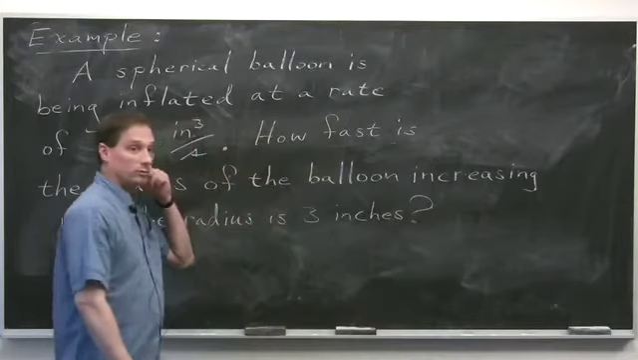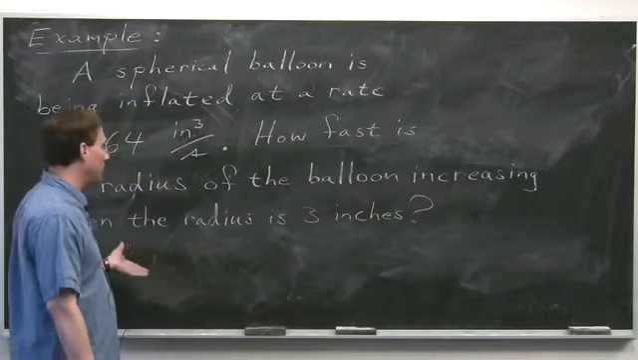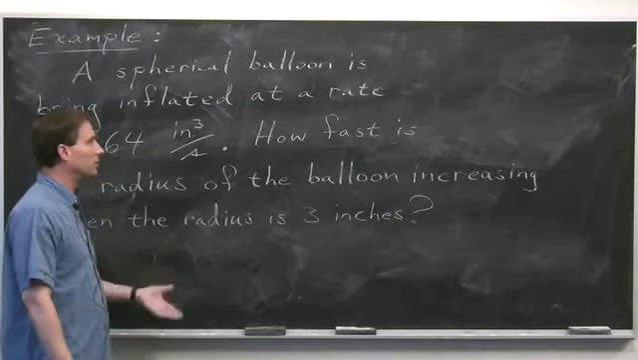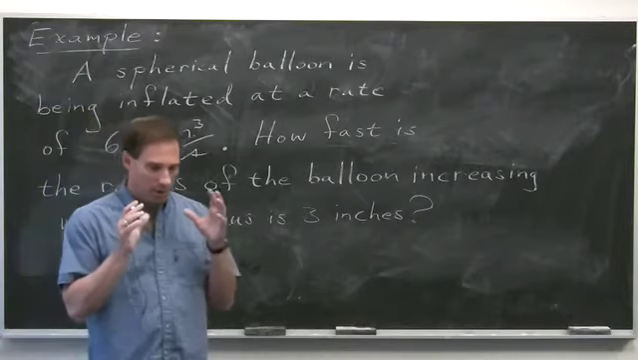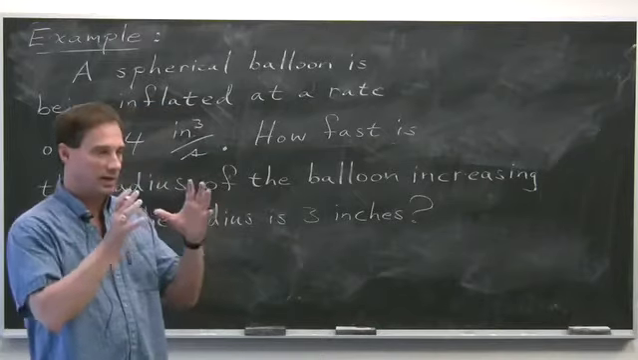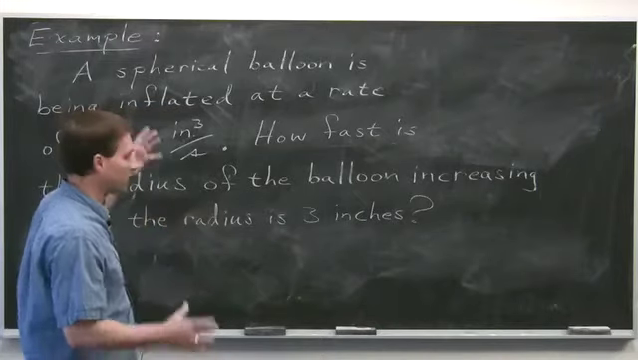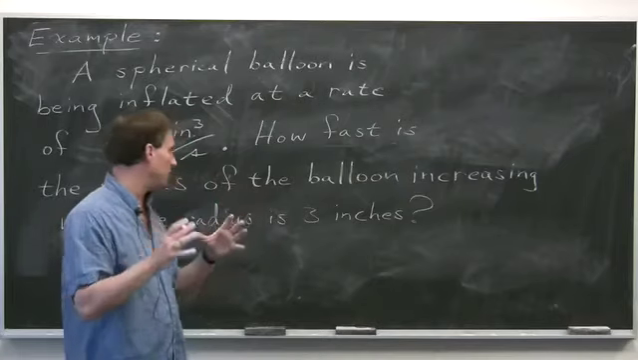So that's my question. I don't give you a formula for the radius as a function of time. I simply tell you you're inflating a balloon at a certain rate, a certain volume per second. And certainly that should tell you, since you know the shape of the balloon, how the radius of the balloon is changing.